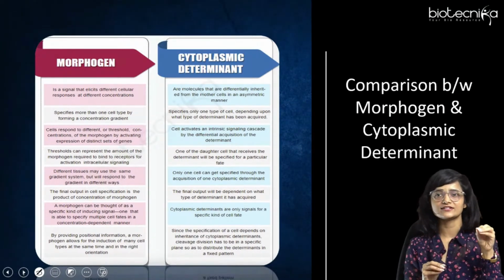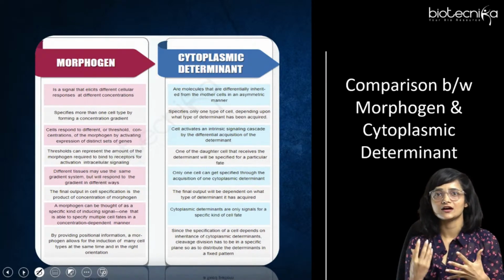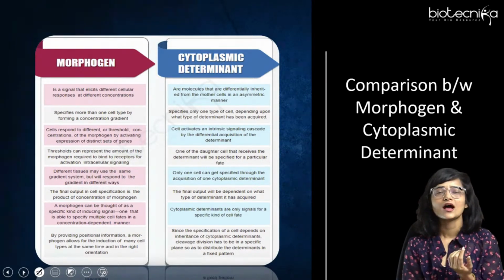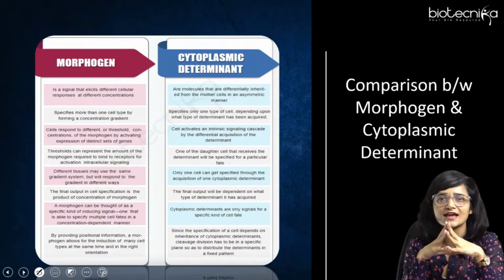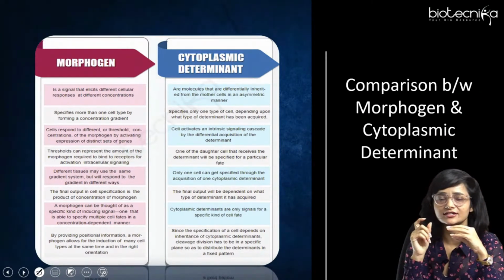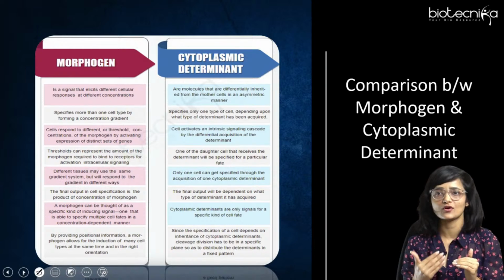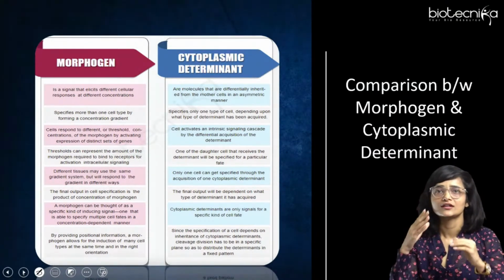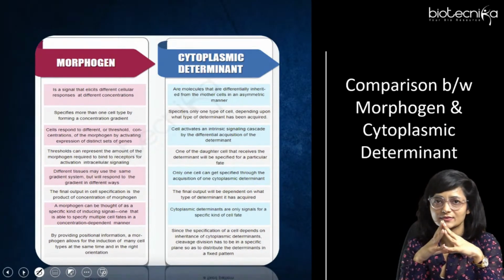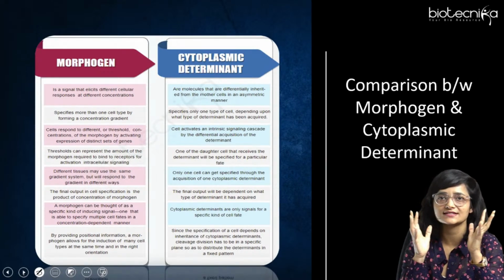While morphogens specify different types of cells because of their concentration gradients, here it depends upon what type of determinant has been acquired. The cell activates an intrinsic signaling cascade by the differential acquisition of the determinants. When these determinants are produced, a cascade of events takes place, and the cell's response and activity take place due to this cascade of events caused by the cytoplasmic determinants, right? So this is the general comparison between morphogens and cytoplasmic determinants.